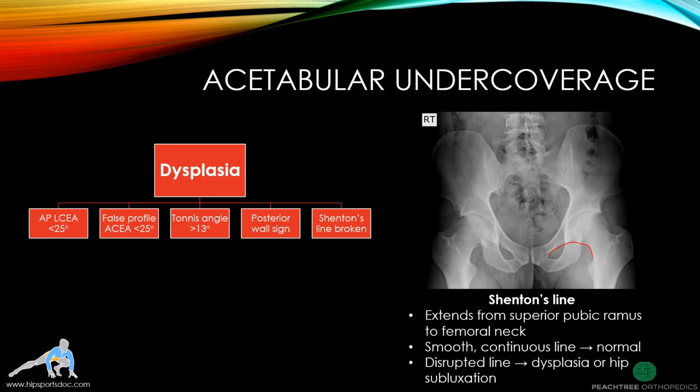Dysplasia, or acetabular undercoverage, is most commonly identified with an AP pelvis LCEA less than 25 degrees, a false profile ACEA less than 25 degrees, a tonnis angle greater than 13 degrees, positive posterior wall sign, or a break in Shenton's line. The exact numerical value differentiating normal, borderline dysplastic, and frankly dysplastic hips is somewhat controversial.